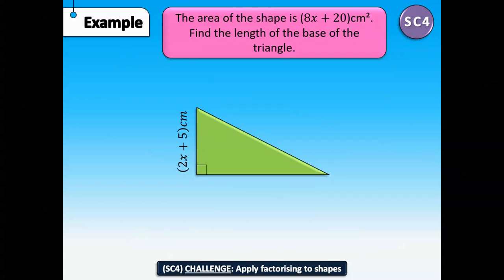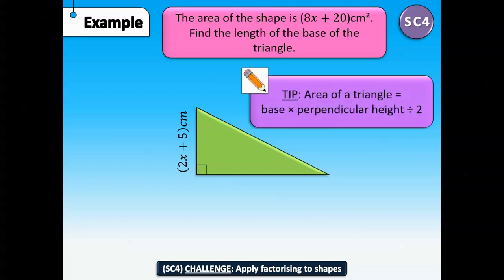In this example, the area of the triangle is 8x plus 20 centimeters squared. We want to find the length of the base of the triangle. So the area of a triangle is the base times the height divided by 2. So we've got the area, which is 8x plus 20. If we times that by 2, that will tell us what the base times the height is. So the base times the height is 16x plus 40.